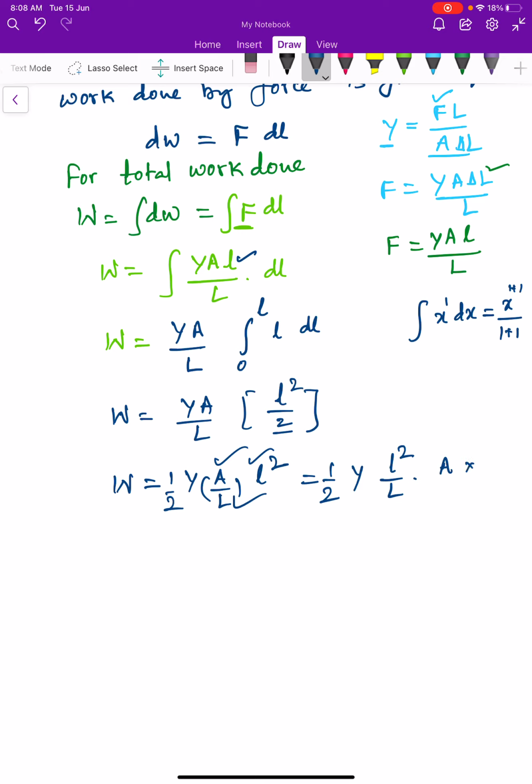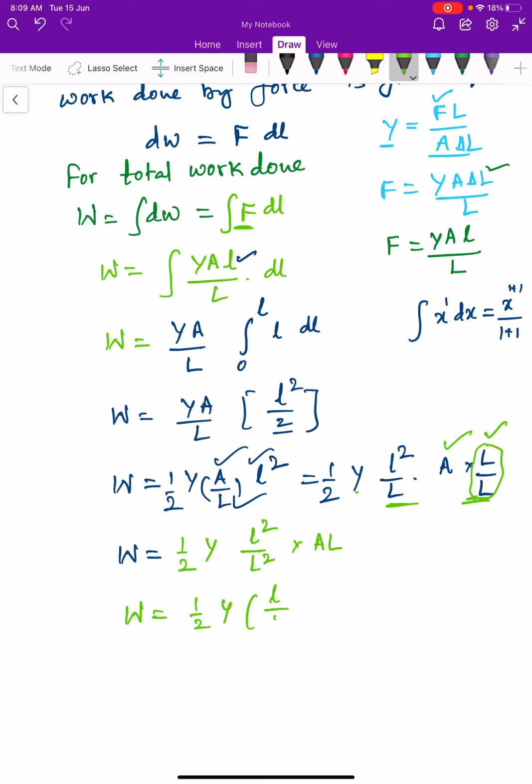So here I am doing L divided by L. So work done is equal to, here L divided by L is nothing but we will get 1 again. So work done equals half Y into L, which is nothing but L square. Capital L square by small l square, into the remaining thing is A into L. Area into length is nothing but volume. So work done is equal to half into Y into (small l by capital L) whole square into A into L, which is nothing but volume.